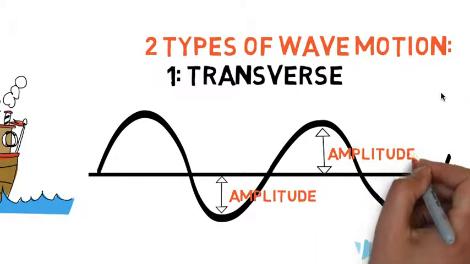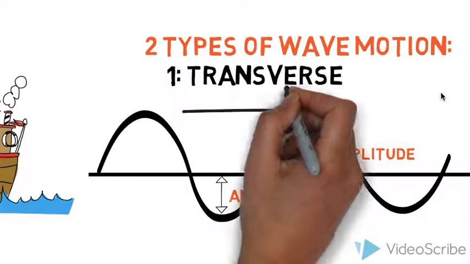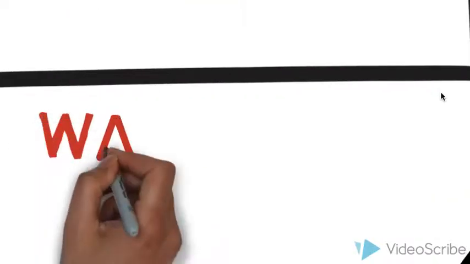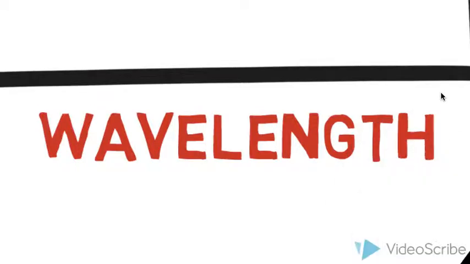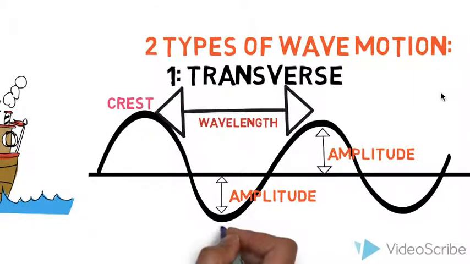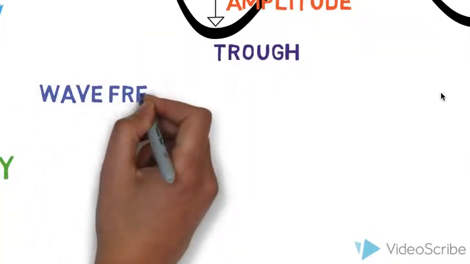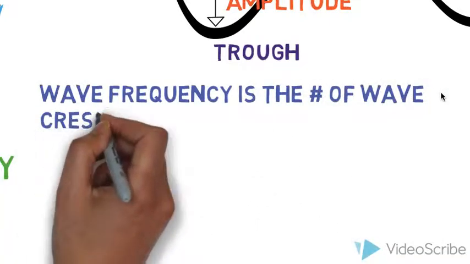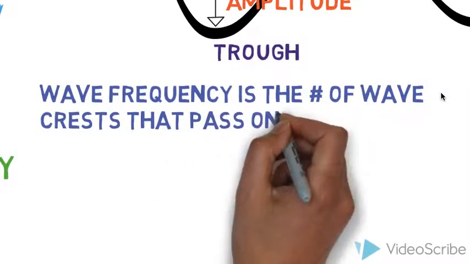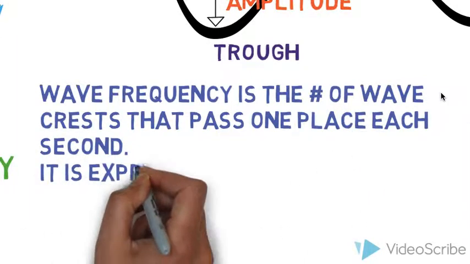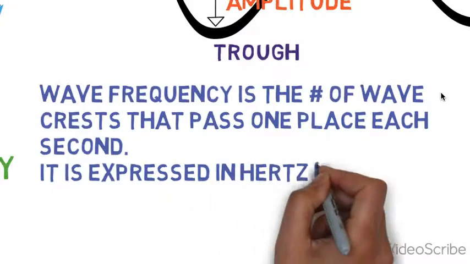To measure the wavelength of a wave, we measure it from the top of one wave to the top of the other wave. You can also measure this across the bottom. The highest point of the wave is called the crest, and the lowest point of the wave is called the trough. Wave frequency is the number of wave crests that pass through one place each second. It's measured in hertz, or Hz.